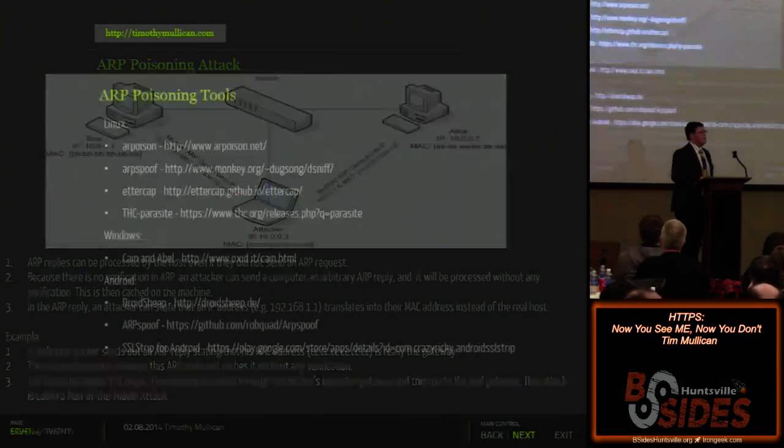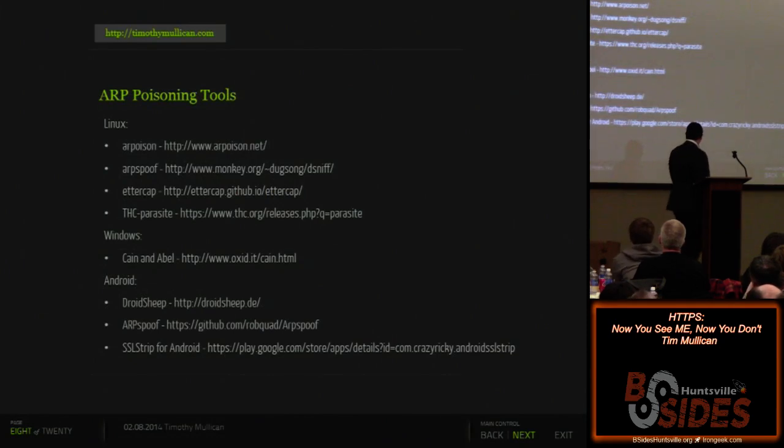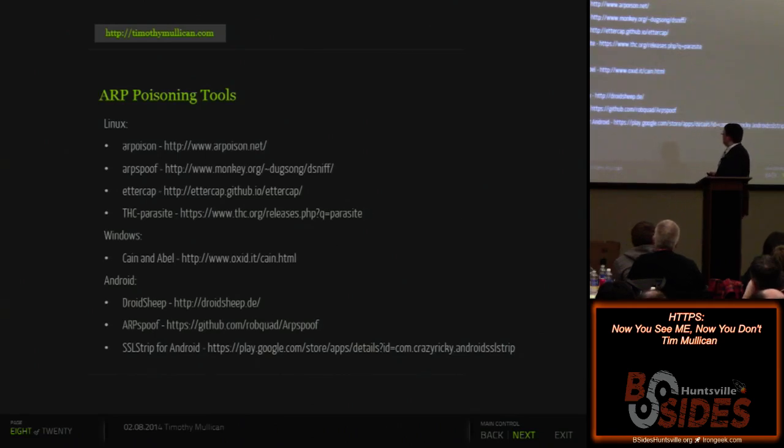So, some common ARP poisoning tools. I personally would prefer Linux. I'm a command line geek, I guess you'd say. Specifically, Ettercap and ARPspoof would be one. There's also ARPoison and THC Parasite. On Windows, a very good one is Cain and Abel.